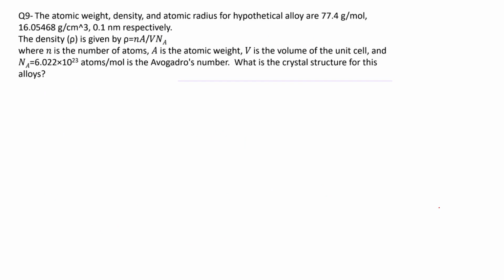The atomic weight, density, and atomic radius of a hypothetical alloy are 77.4 gram per mole, 16.05 gram per centimeter cube, and 0.5 nanometer respectively. The density formula is given as nA divided by V N_A, where n is the number of atoms, A is the atomic weight, V is the volume of the unit cell, and N_A is the Avogadro number that you know already, 6.022 into 10 to the power 23 atoms per mole. What is the crystal structure of this alloy? So how to find it? You have been given all the details of the crystal, but you have to find which crystal it is.